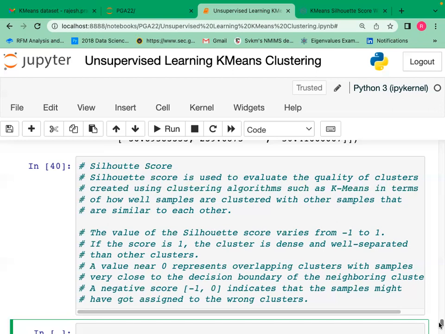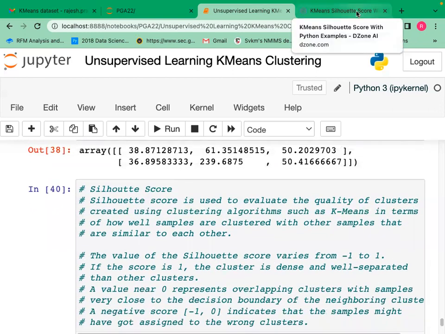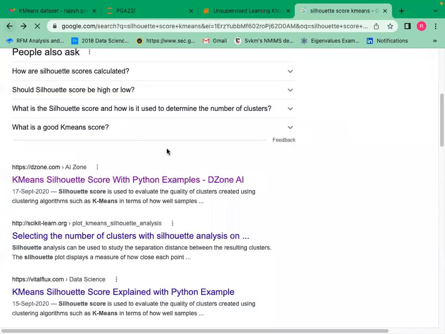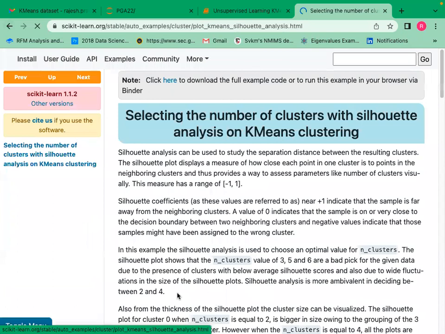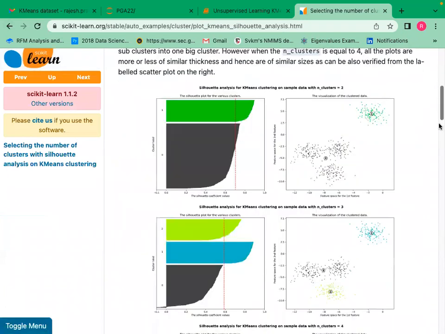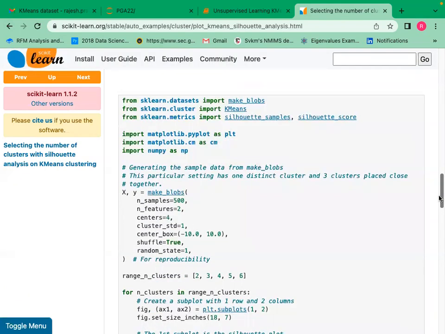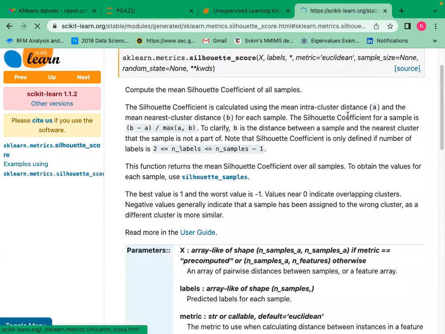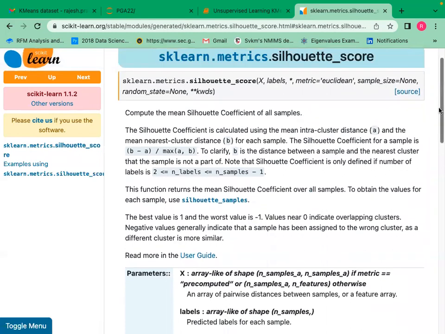Now we have built a model with 2 clusters, right? Now let us check the Silhouette score. What is the Silhouette score we are going to get? Silhouette analysis, selecting the number of clusters with Silhouette analysis. There is the code. sklearn.metrics, silhouette_score, X, comma, labels.